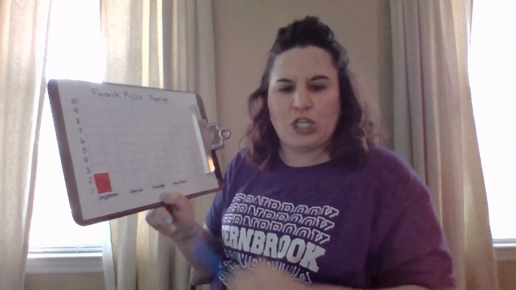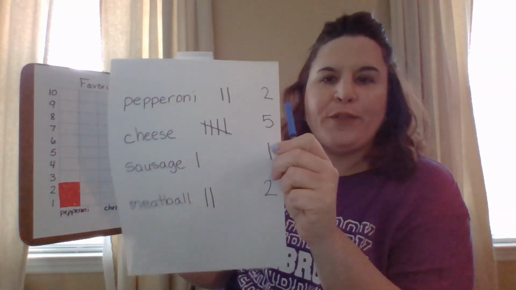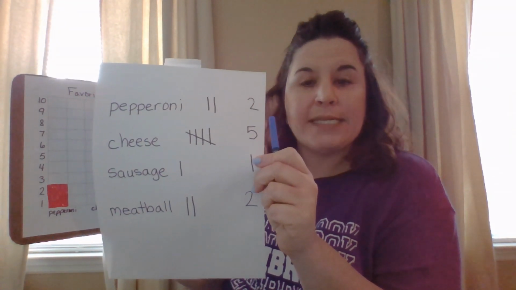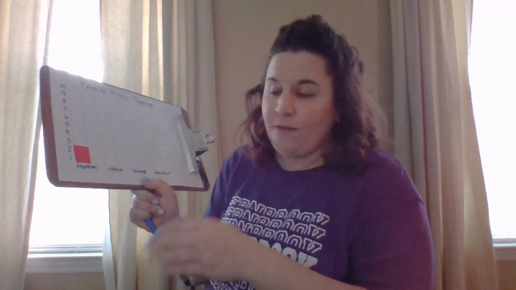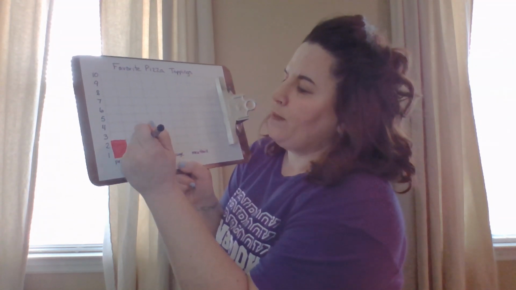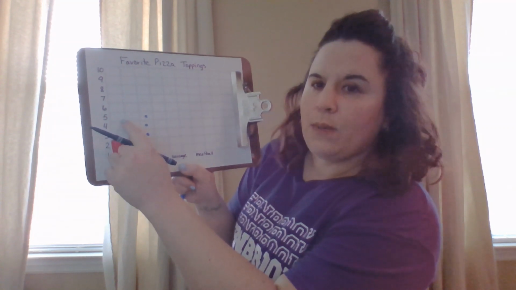Now I like to use different colors for all the different labels because it's more pleasing to the eye and it's easier to see the information in a snap. So next is cheese. When I look at my tallies for cheese, I see that I have 5. So that means I need to color in 5 boxes. So again, I'm going to do 5 dots, start at the bottom, above cheese. 1, 2, 3, 4, 5. So see, it matches with the number 5.